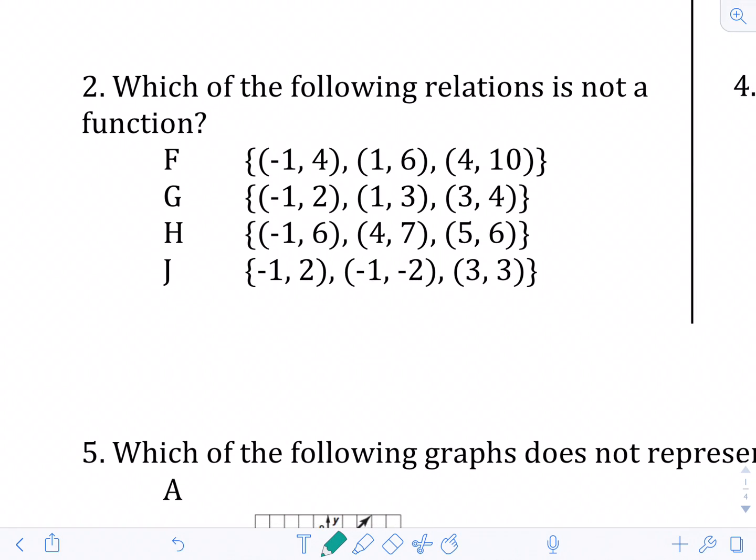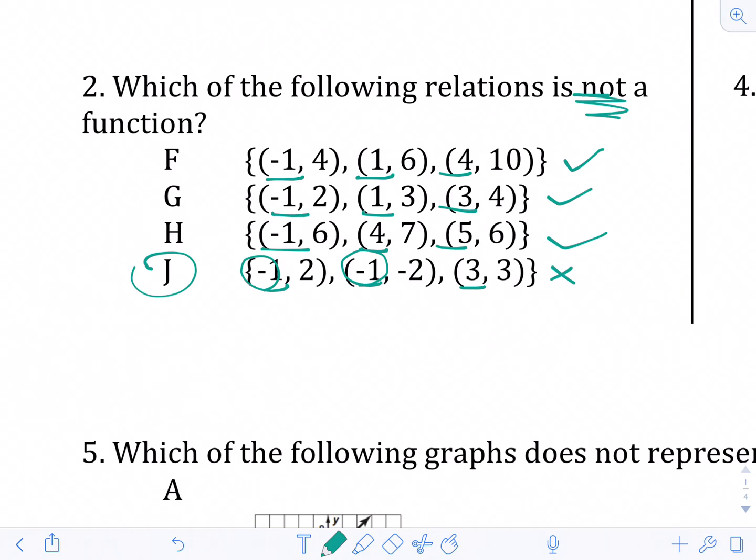Number 2, which of the following relations is not a function? Negative 1, 1, 4, that's a function. Negative 1, 1, 3, that's a function. Negative 1, 4, 5, that's a function. Negative 1, 3, that is not a function, so not a function would be J.